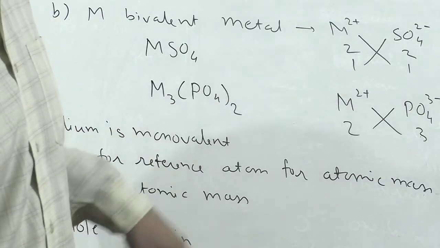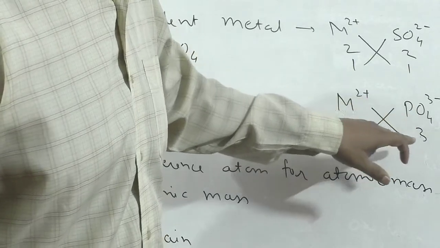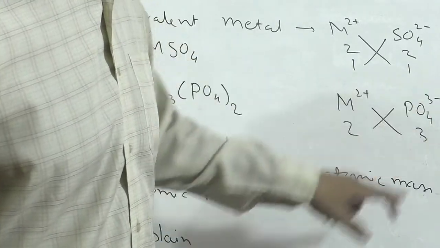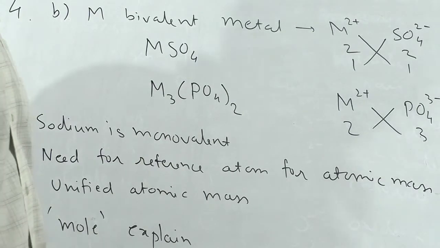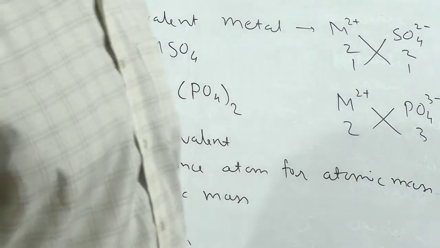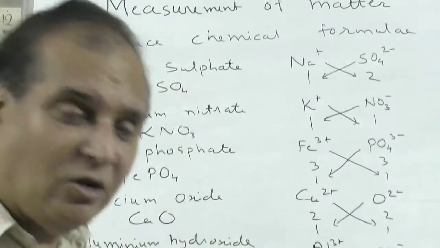But for phosphate, it is M 2+ and PO4 3-, so cross: 3 goes to M, 2 goes to PO4. M3(PO4)2 is the answer. Understood? We had not solved this in the last video; the remaining ones I have solved in the last video.